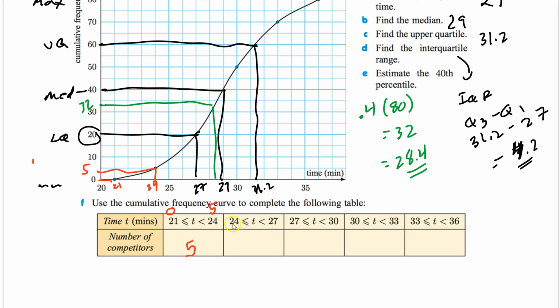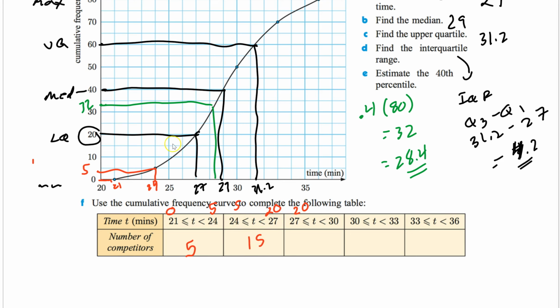Now notice how this one right here starts at 24. So we know that's 5 already. So we just have to go to 27. And based on what I did earlier, 27 is at 20. There's 20 people at 27. So the number of people that fit in between 24 and 27 is just 15. Then we have 27, which we already know is 20.